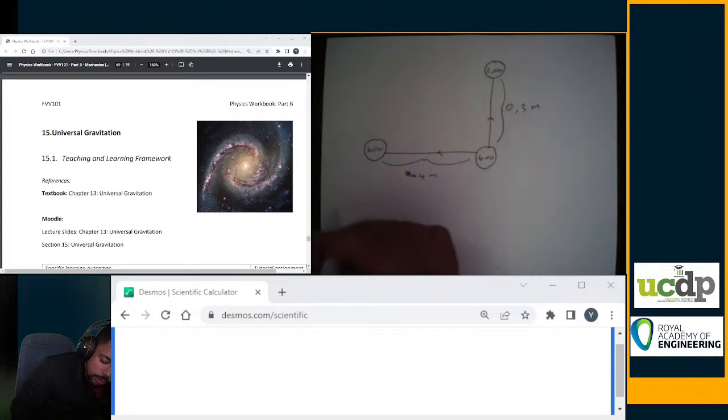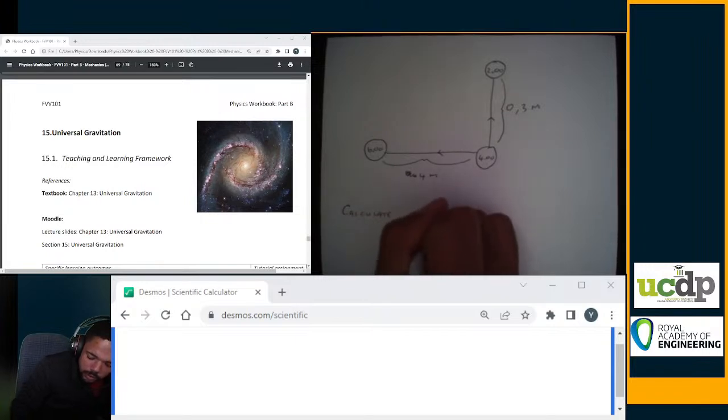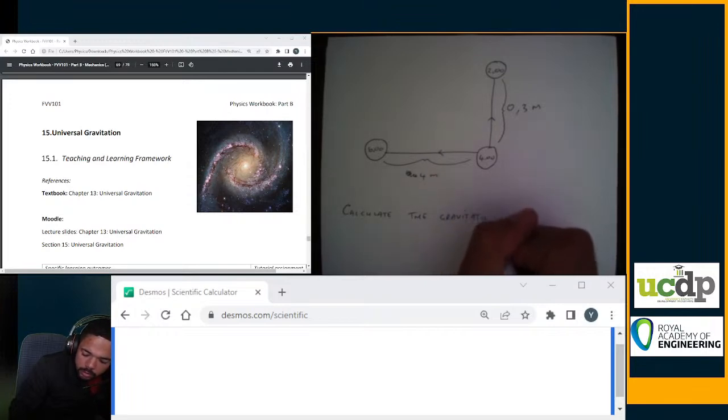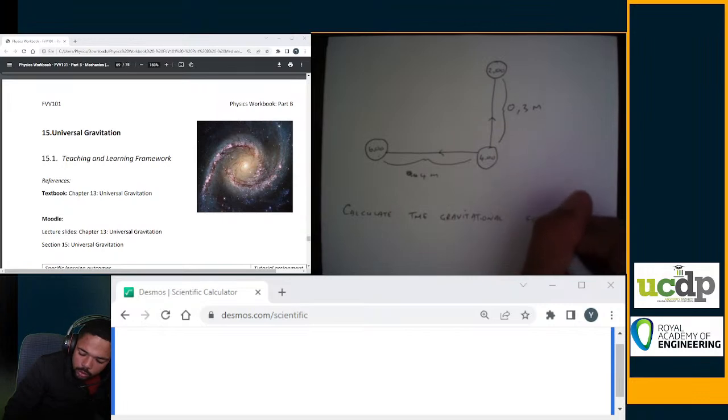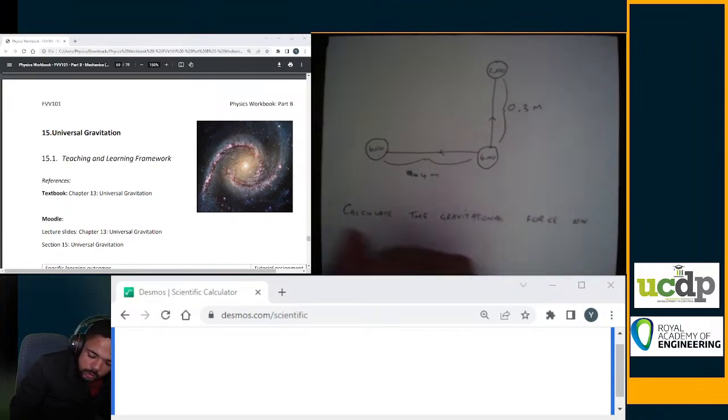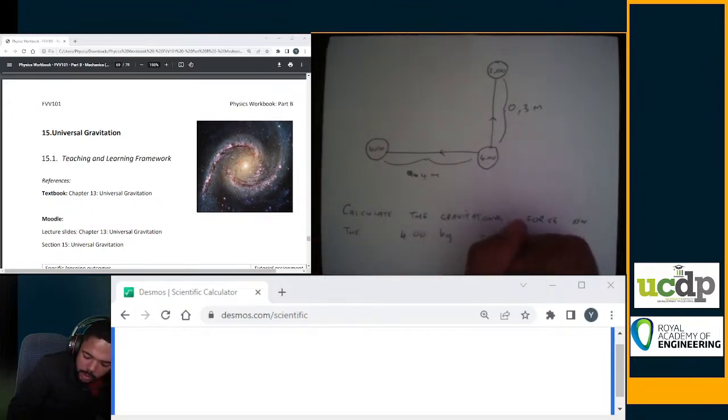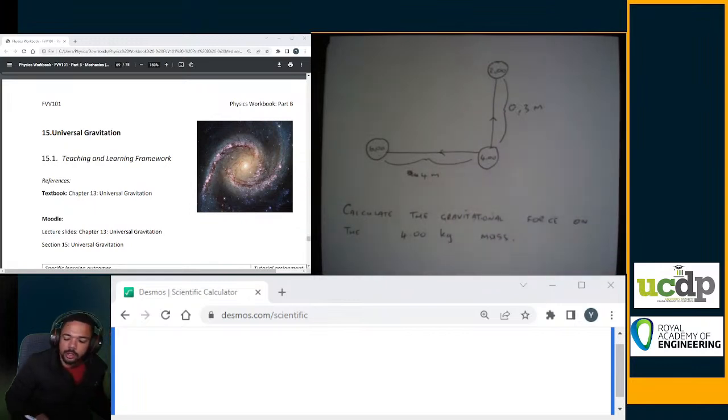So, calculate the gravitational force. These are my own notes, by the way. Force on the 4 kilogram mass. Okay, so we need to calculate the gravitational force on the 4 kilogram mass, assuming that the spheres are isolated from the rest of the universe, meaning there are no other gravitational forces acting on these spheres, only these spheres.